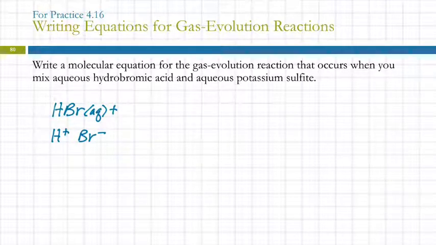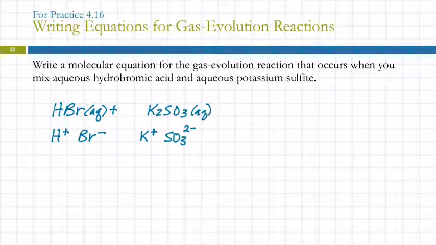And I've got potassium sulfite. So potassium is K plus, sulfite is SO3, 2 minus, because you memorize it. It's the light version of sulfate. That's K2SO3.